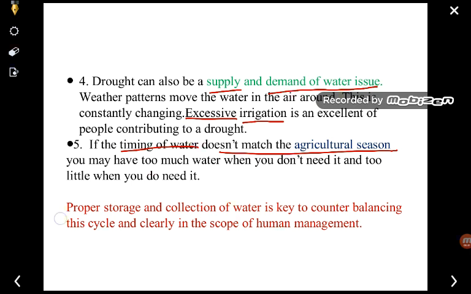So proper storage and collection of water is key to counterbalancing this cycle. What do we have to do so that drought does not occur, or there is less drought? We have to do proper storage. Collection of water is the main key for balancing this cycle, and clearly in the scope of human management. So in order to manage the drought, we have to properly store and collect the water.